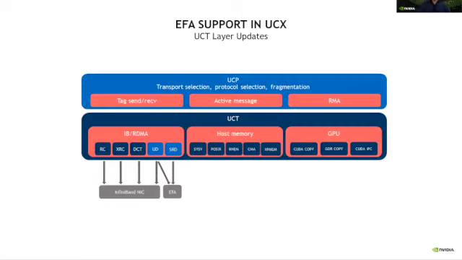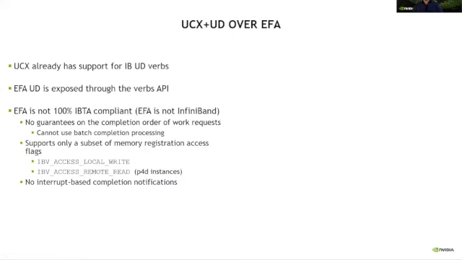To have EFA support in UCX, we have made some changes at the UCT layer to add support for each of the transport protocols that EFA provides, namely UD and SRD. We started with UD because UCX already has support for UD from InfiniBand UD verbs, and EFA UD is also exposed through the verbs API. So we thought it should just work out of the box and should be straightforward, but it didn't, because EFA is not 100% IBTA compliant.